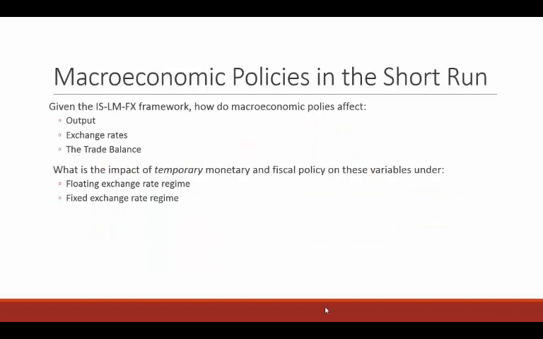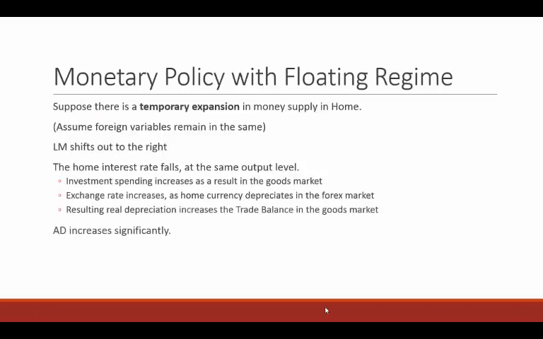Given this general equilibrium framework, our concern is how macroeconomic policies affect output, exchange rates, and the trade balance. We shall investigate the impact of temporary monetary and fiscal policies on these variables, both under floating and fixed exchange rate regimes. First, let's consider monetary policy under a floating regime. We suppose that there is a temporary expansion in the US money supply. Say the Fed decides temporarily to increase money supply.